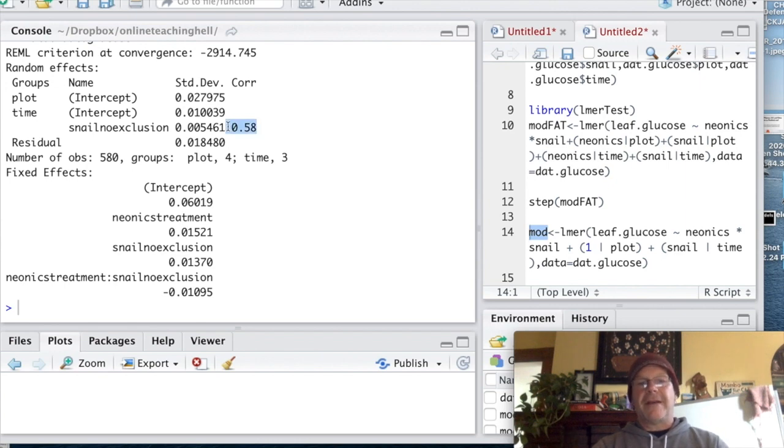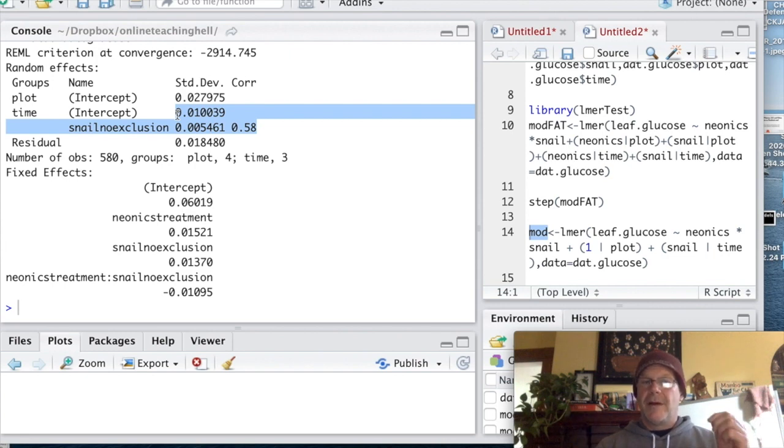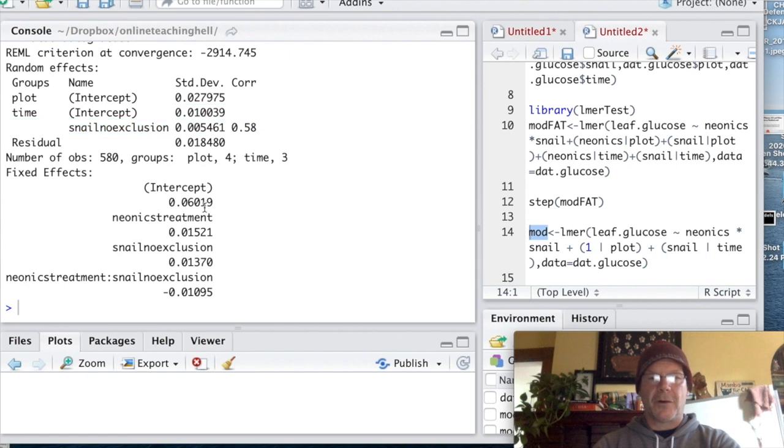And now you can see that it is indeed able to independently estimate the slope based upon snail exclusion, yes or no, in regards to time. And plot is just simply there as something we want to partition out. So the error structure is a little bit more complicated temporally. And then, of course, we have our parameter estimates that we might feel good about.